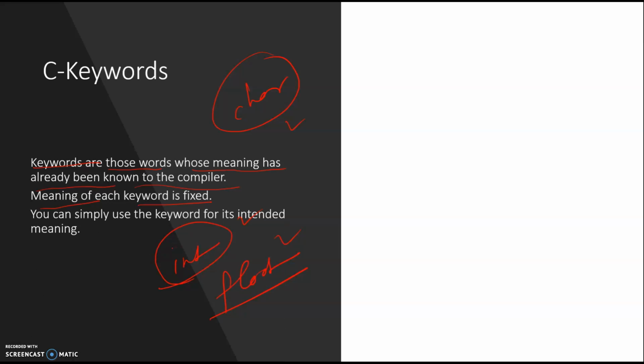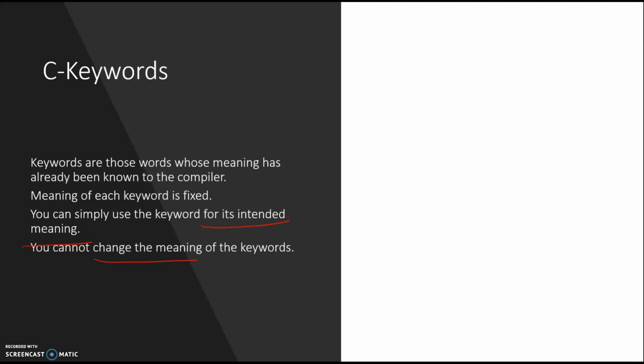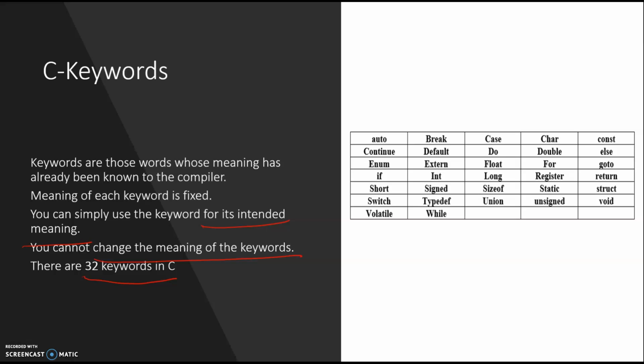You can simply use the keyword for its intended meaning. You cannot change the meaning of the keywords, and there are 32 keywords given in the C programming language. I have given a table to represent all 32 keywords.